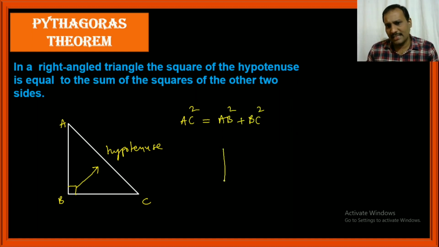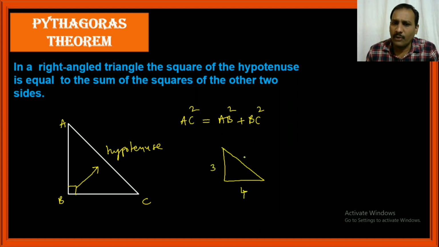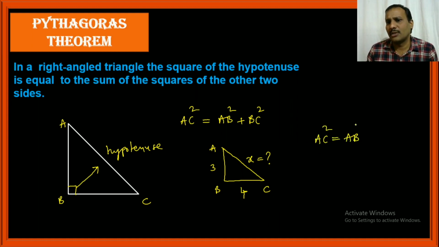Suppose in this right triangle, I have two sides like this, 3 and 4, and I want to find the third side. If I take A, B, C like this, I know AB and BC, and I need AC. In these situations, we can make use of the Pythagoras theorem. According to the theorem, AC square is equal to AB square plus BC square.